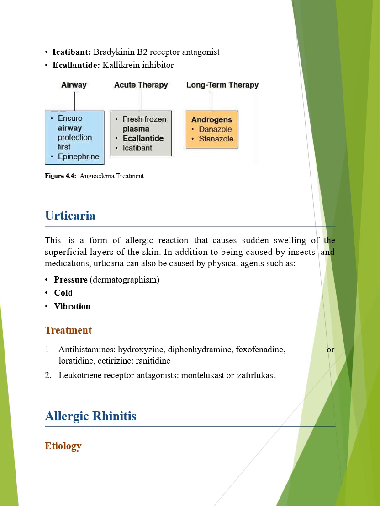From the first group, we can give a patient hydroxyzine, diphenhydramine, or fexofenadine. And from the second group, we can give montelukast or zafirlukast. Let's discuss allergic rhinitis. And the etiology, we need to go to next slide.